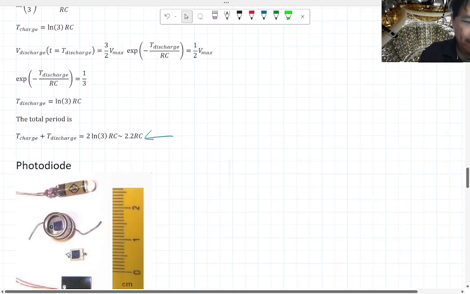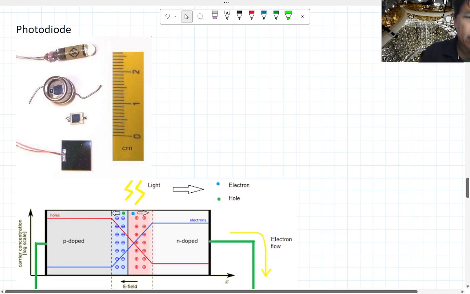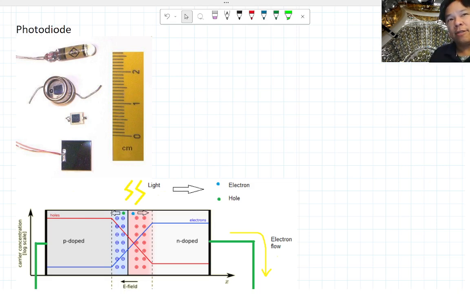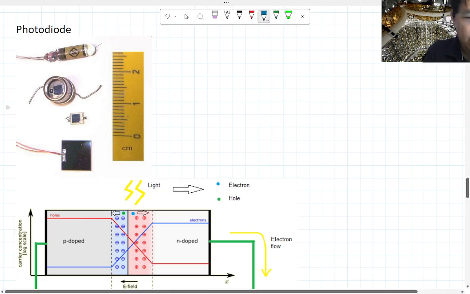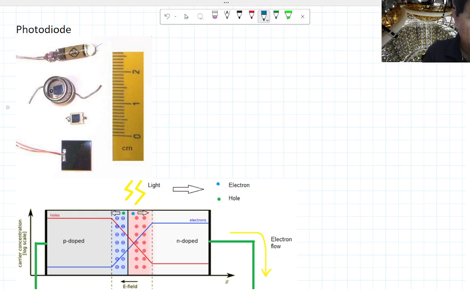Okay. All right. So the last thing I want to talk about is photodiodes. Photodiodes are diodes that absorb light and convert that light into an electrical signal that we can see. Here are some examples of them. There are those little glass ones. These are also photodiodes. You can recognize them because they have this little black surface. The reason it's black is because it's very photo absorbent.